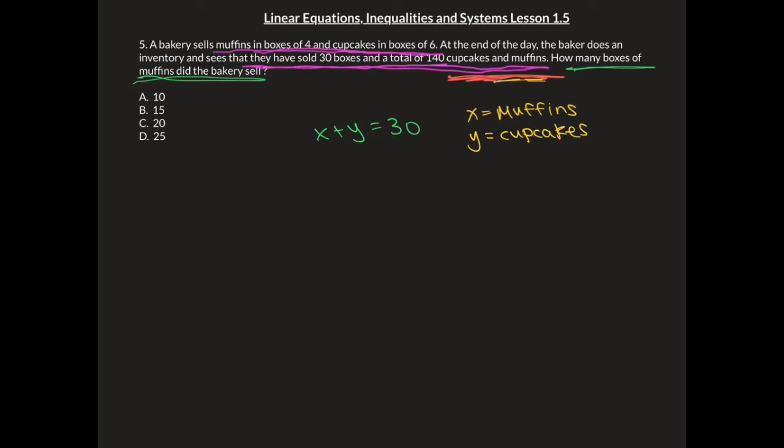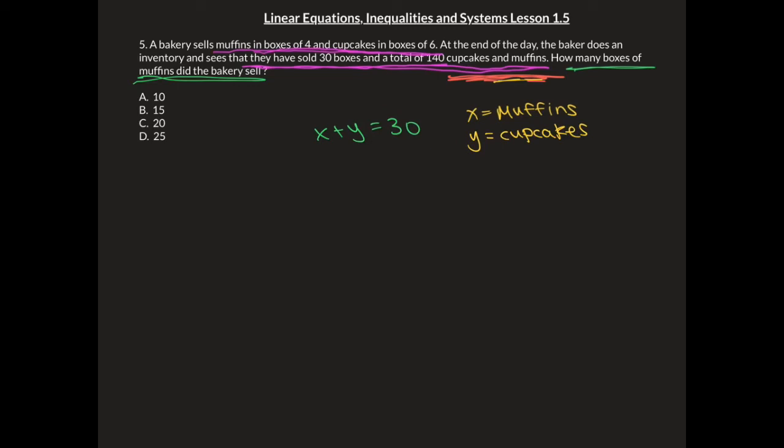When in the first equation, it just had generic boxes. So we don't have to account for four muffins in each box and 6 cupcakes in each box. Instead, we could have just counted muffins and cupcakes, just straight up boxes. But in this second equation, we have to count how many muffins are in each box and how many cupcakes are in each box.